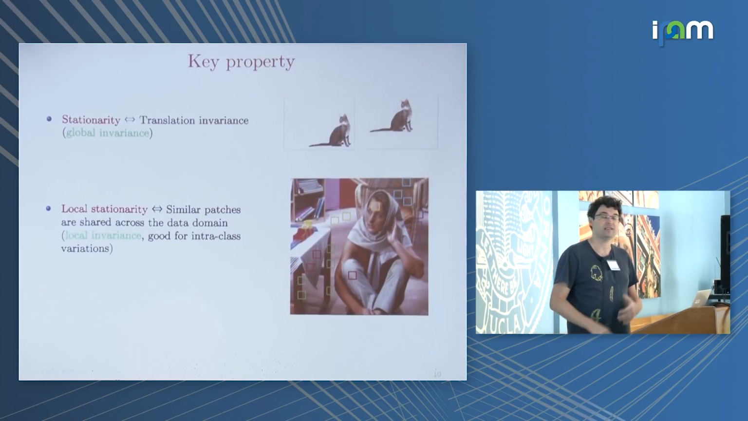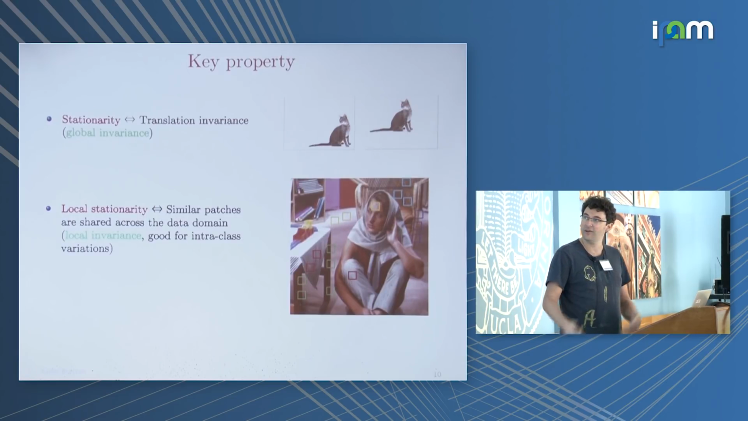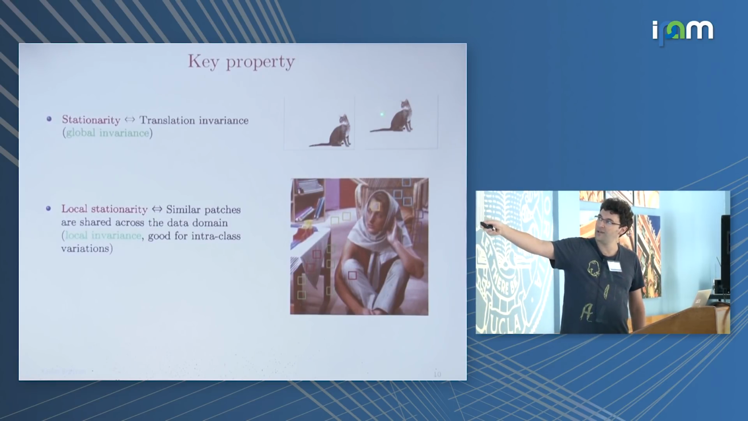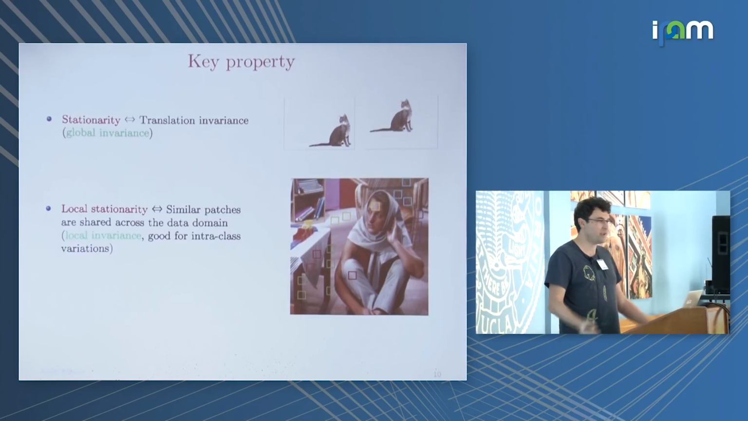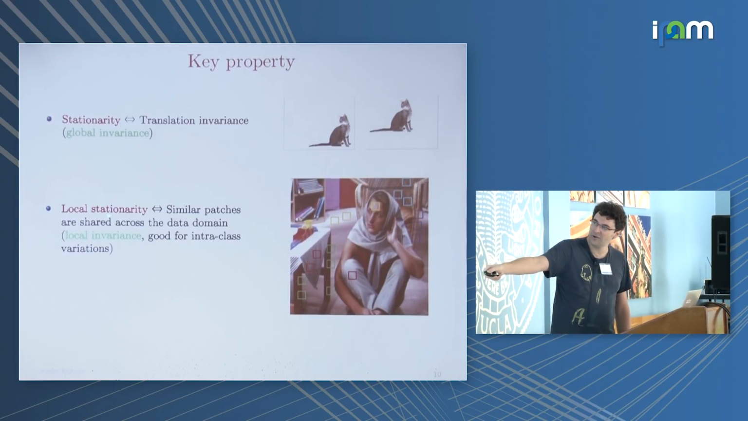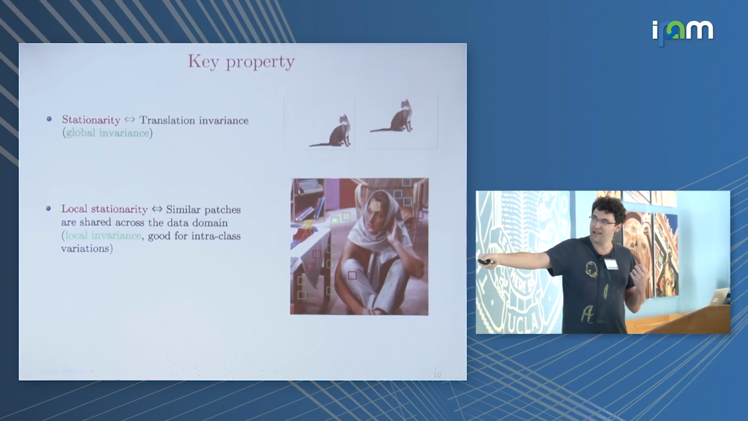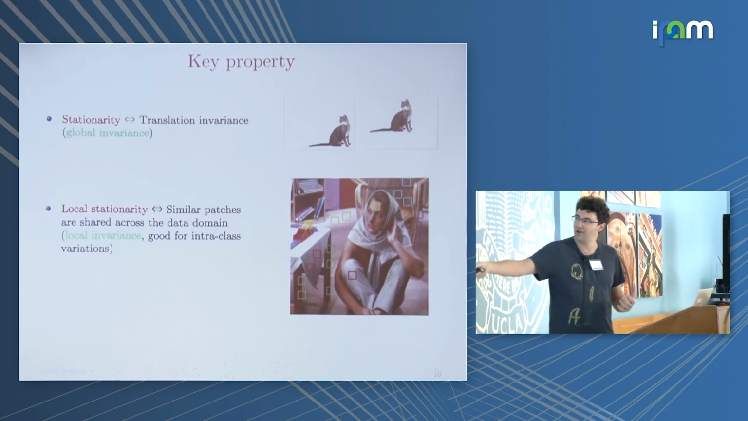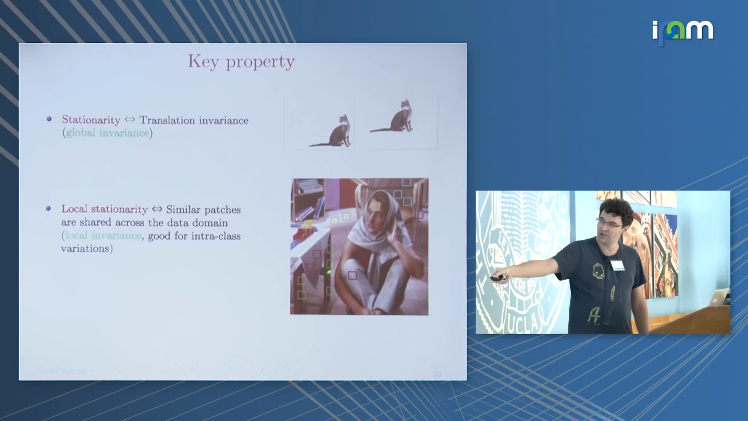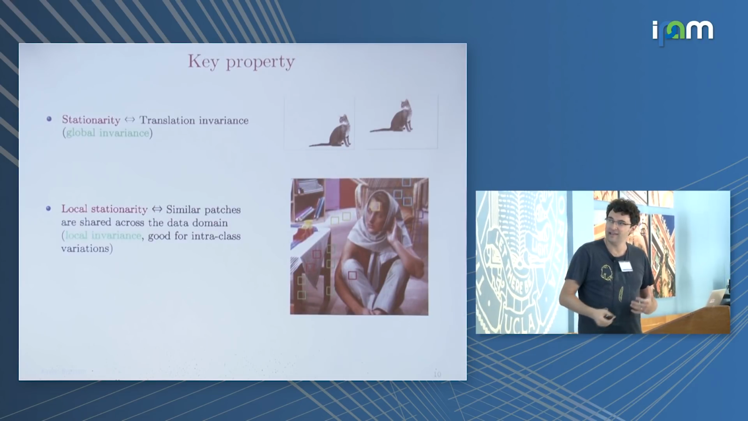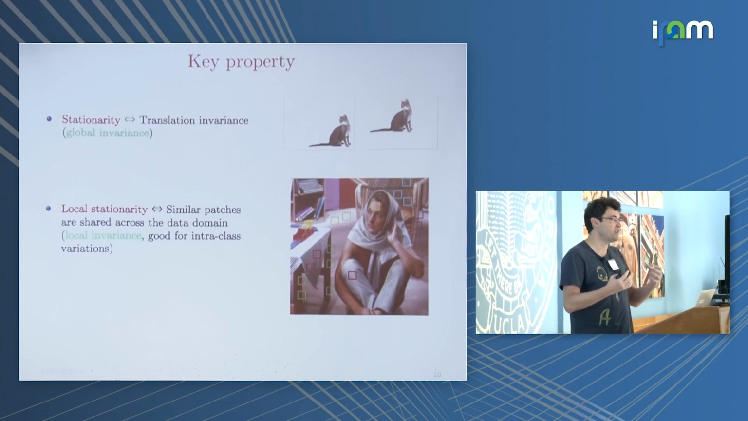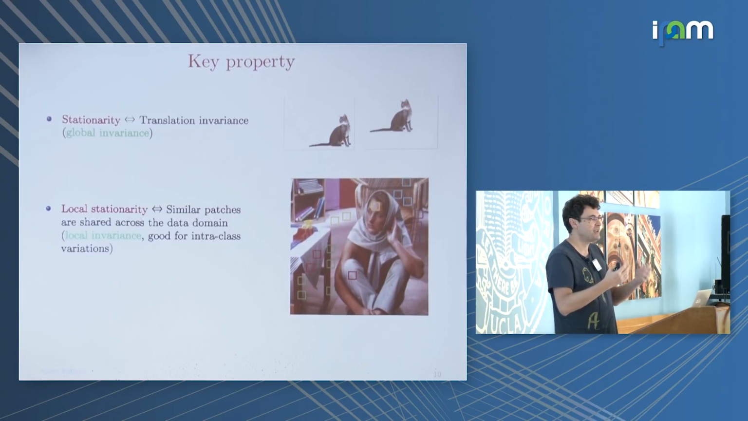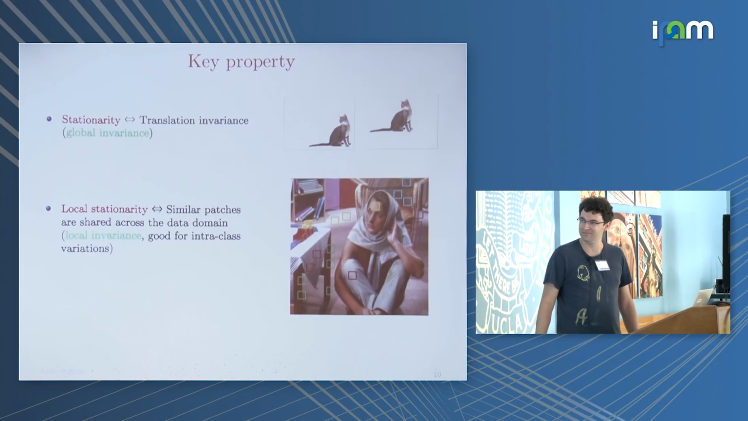The second key property is stationarity. So you can get global invariance. Basically you have a big object, like a cat, and the object can be in the right part or the left part. This is the same information. We have this symmetry. But here, what we are more interested in is also local stationarity. Basically, we have some patches which are the same across the data domain, like the yellow patches, the green patches, the red, the blues, and so on. And these are very important to create local invariance. Usually it's good because when you want to classify objects, objects in the same class can have some local variations. So this is a way to deal with these local variations.